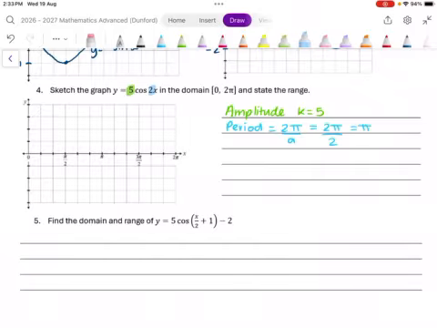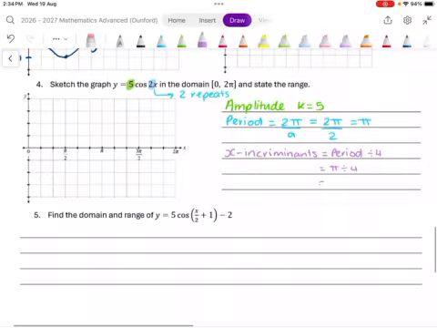Now, what does that 2 tell us? That 2 tells us that we have 2 repeats. So that means we want our graph to repeat itself twice. Our x increments, how we work that out is our period divided by 4. So that is pi divided by 4. So we want to go across pi on 4 units.